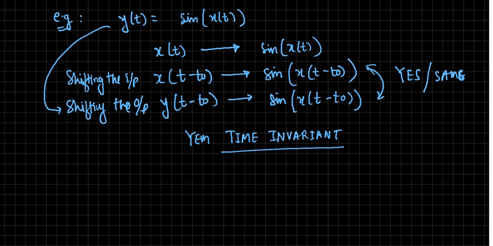Next, let's take some more examples. Take this. Tell me. Now solve this by yourself. Always remember the definition. What is the definition? First, shift the input. By what amount? By some amount, let's say t naught. Right? Try using that.